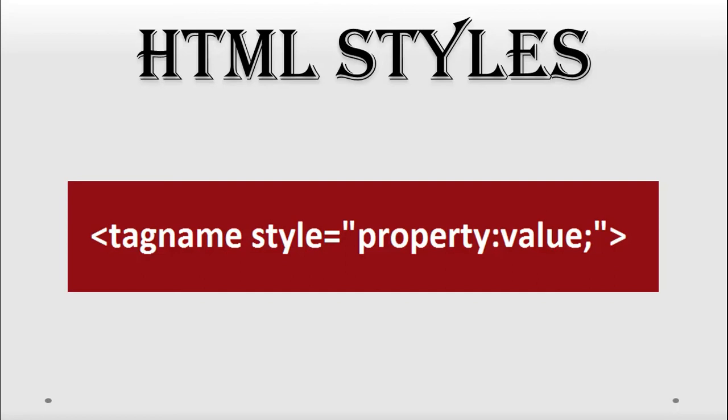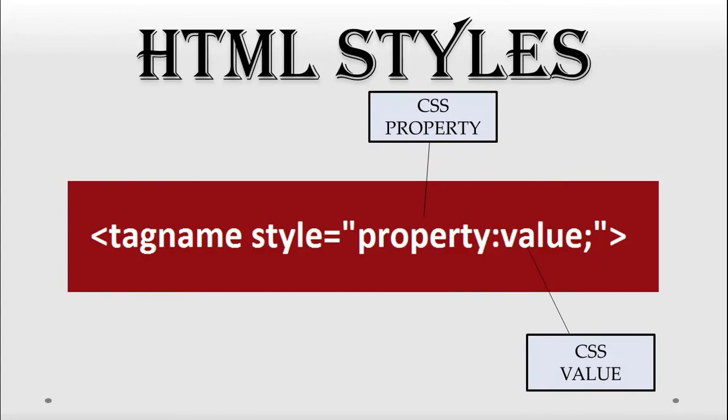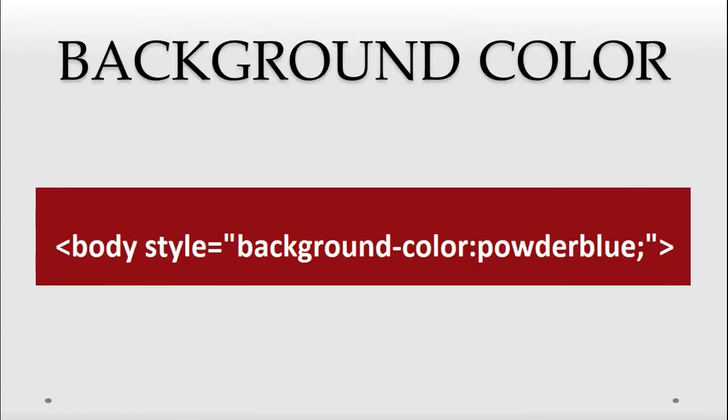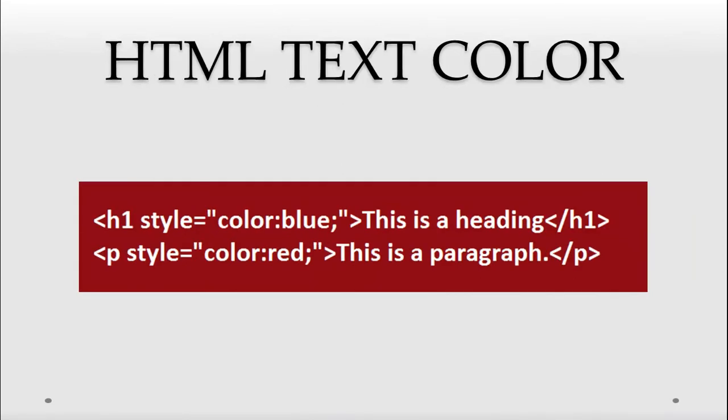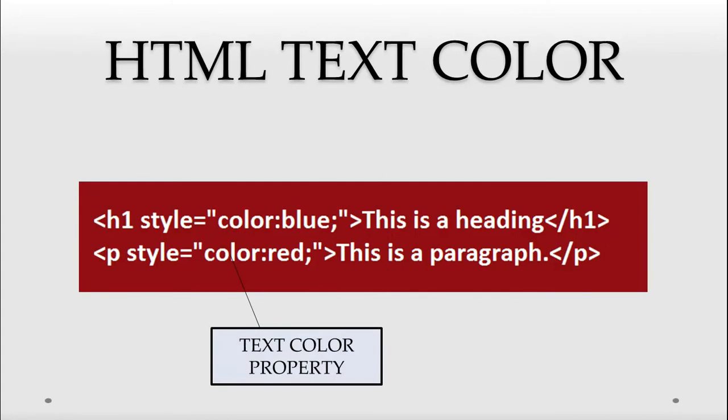HTML style attribute. Setting the style of an HTML element can be done with the style attribute. The HTML style attribute has the following syntax. The property is a CSS property and the value is a CSS value. Now, the background color. The background-color property defines the background color for an HTML element. The text color property. The color property defines the text color for an HTML element.